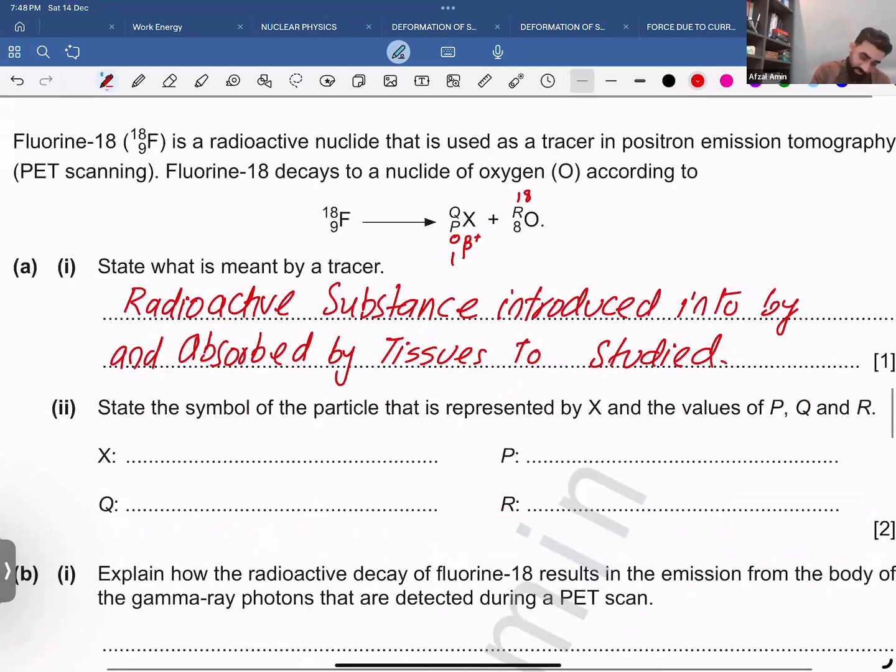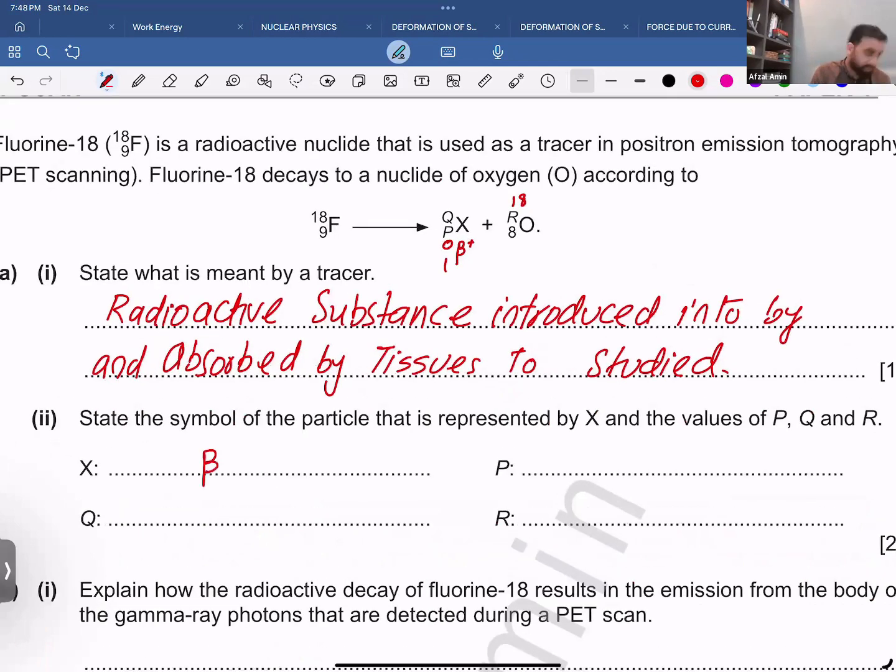First of all, symbol X. This symbol is like a beta, but beta positive, right? So P is the down, which is 1. And Q is the up, which is 0. And now when you balance, the R is 18. Make sense? Easy to understand?